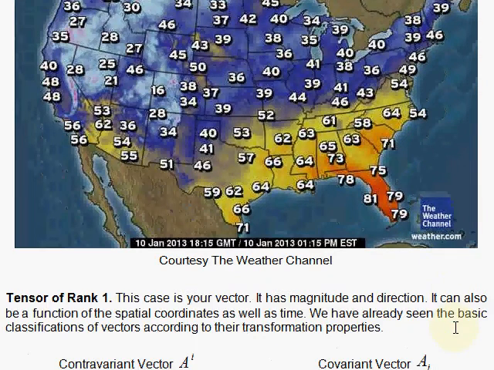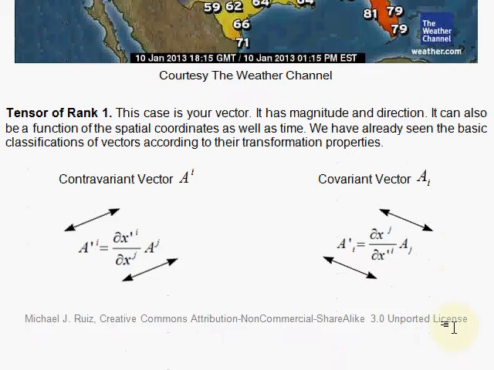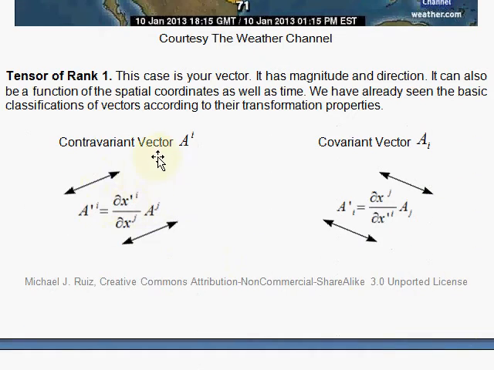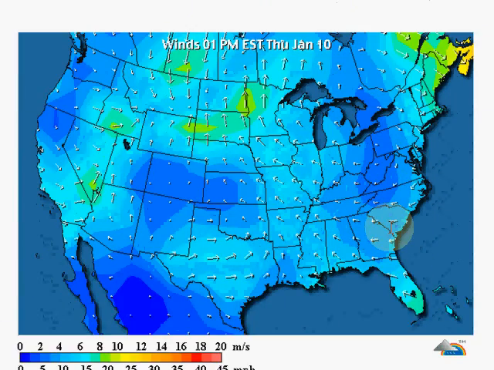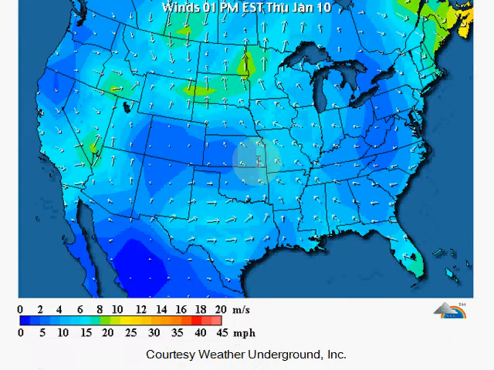A tensor of rank 1 would be your vector. We have two types, the contravariant vector, which we talked about, with the slant going up here with the primes, and the covariant, where the slant with the primes goes this way. You can think of a vector, which is a tensor of rank 1, as having magnitude and direction, as represented by these little arrows, which represent various wind velocities at various places.